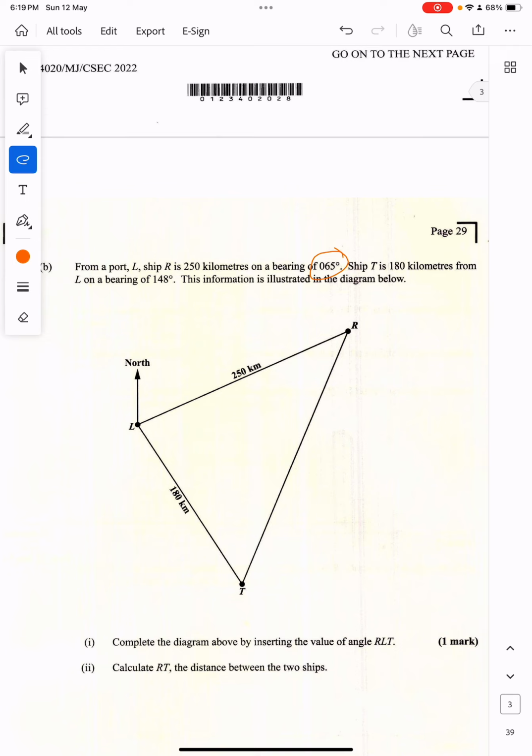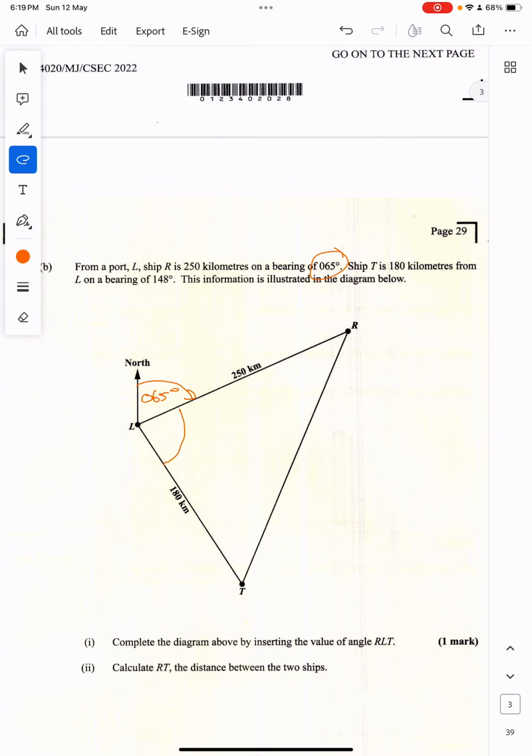This information is illustrated in the diagram below. We have to complete the diagram above by inserting the value of angle RLT. So angle RLT is this angle right here. Now we're told that the bearing from L to R is 065 degrees. So we're starting from L, the north arrow at L, we're going in a clockwise direction to R, and what we're going to get here is 065 degrees.